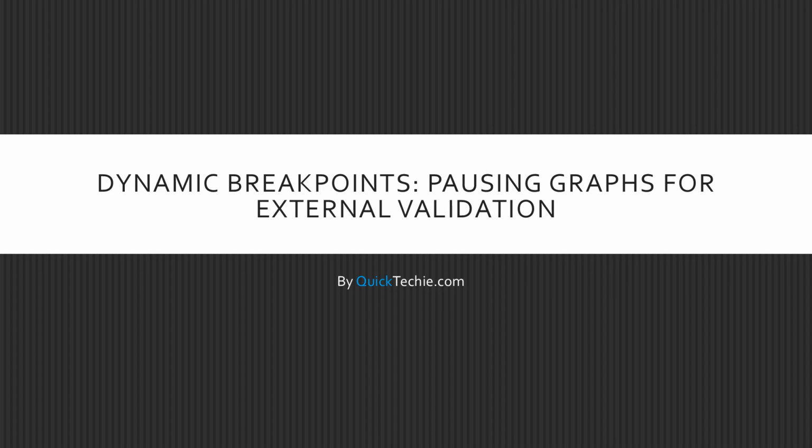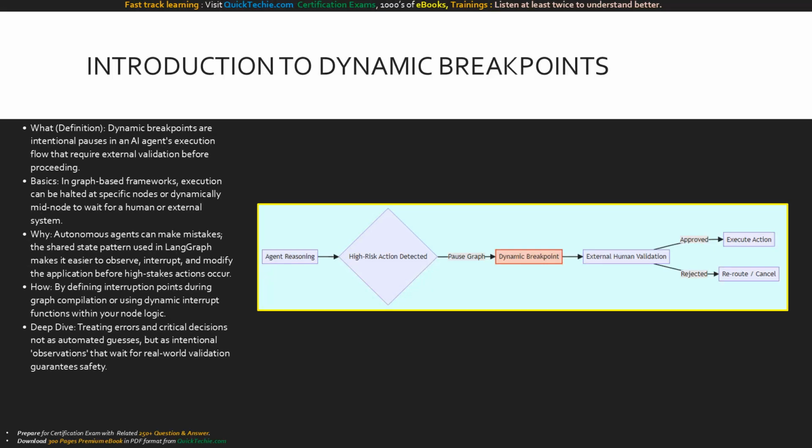Welcome, AI architects. Today, we are mastering a critical component of production-grade AI systems, dynamic breakpoints. We will focus specifically on pausing your agentic graphs for external validation, ensuring your autonomous systems remain safe and controllable. Let's get started. Let's kick things off by defining dynamic breakpoints.